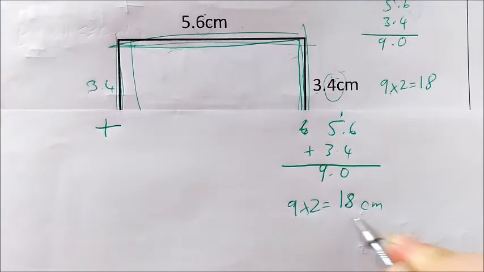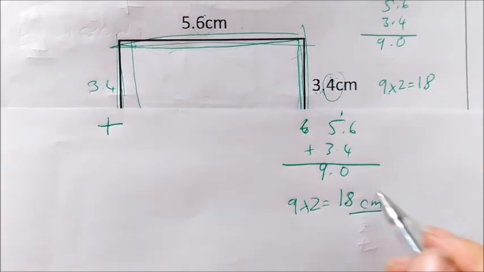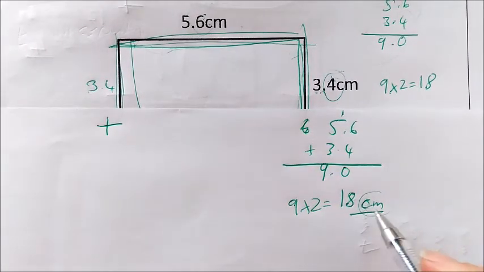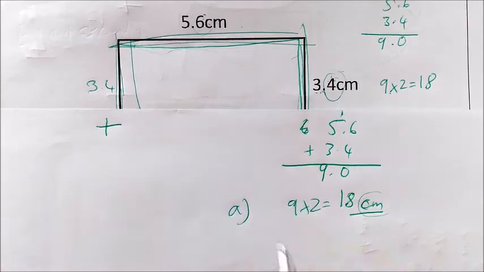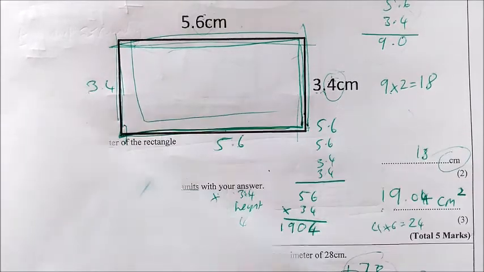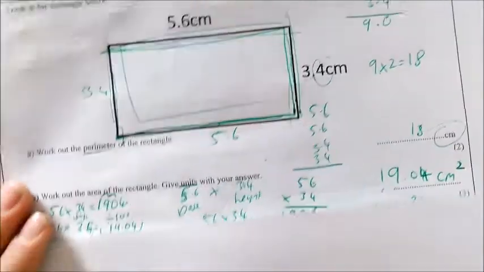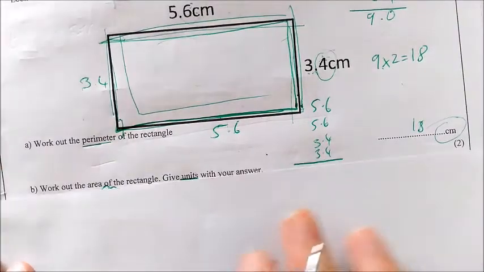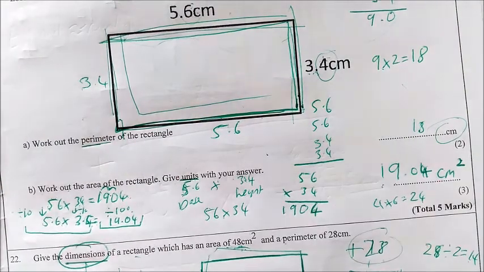So 18 centimeters. Remember, because it's addition, our units don't change, it's just centimeters. So A would be 18 centimeters. It does give us the units here, but as I always say, good practice to always use the units.